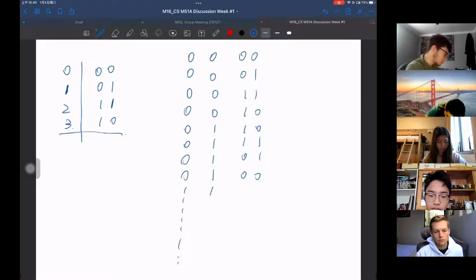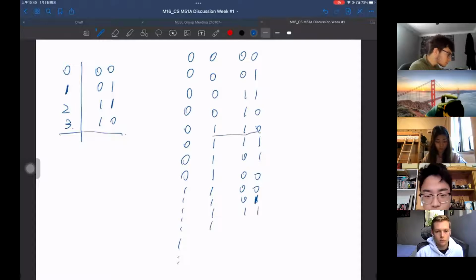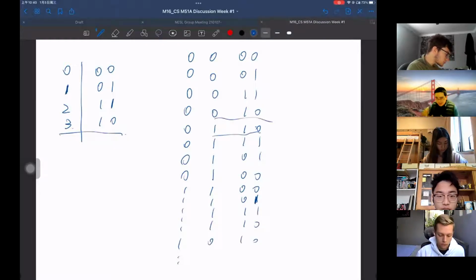Then I just copy: 100, 101. Sorry, what's the next? 111. What's the next? 110. What's next? 010. So on and so forth. Which means you can infinitely create a Gray code for whatever number of bits I'm asked for. So that would be a more systematic approach.